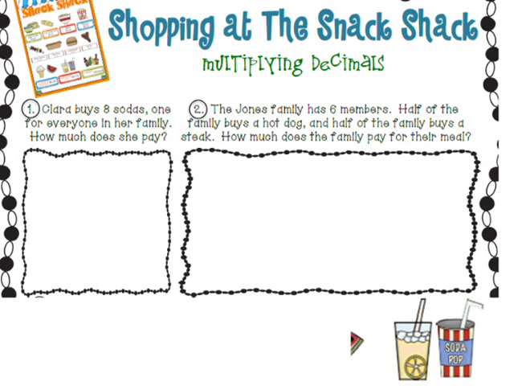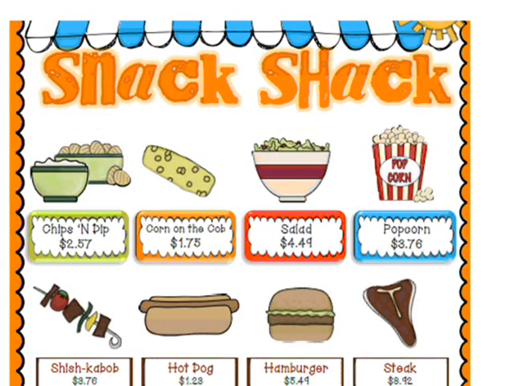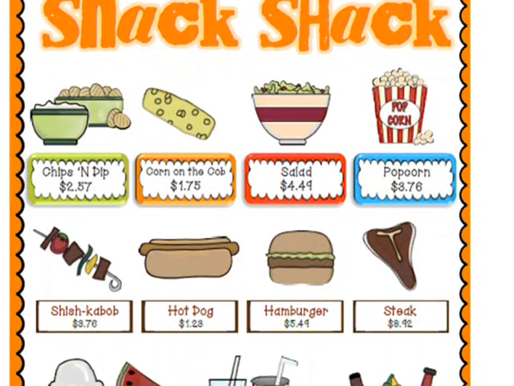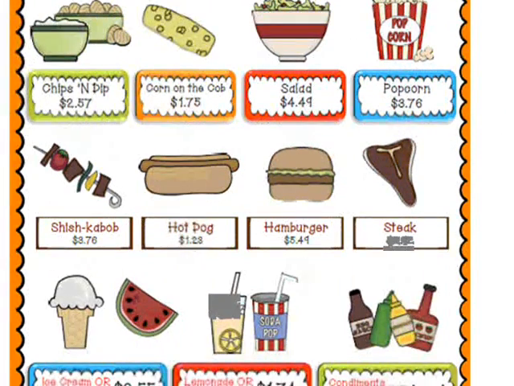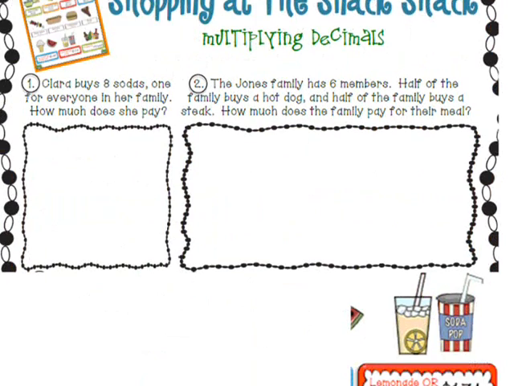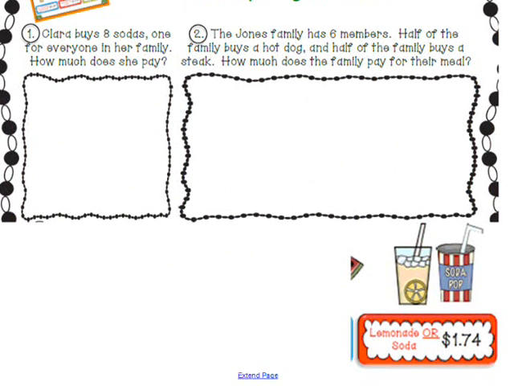Let's look at question number 1. Clara buys 8 sodas, one for everyone in her family. How much does she pay? Well, let's look and see what the soda costs. And you can look on your Snack Shack sheet. I went ahead and put that soda right here on my work page.